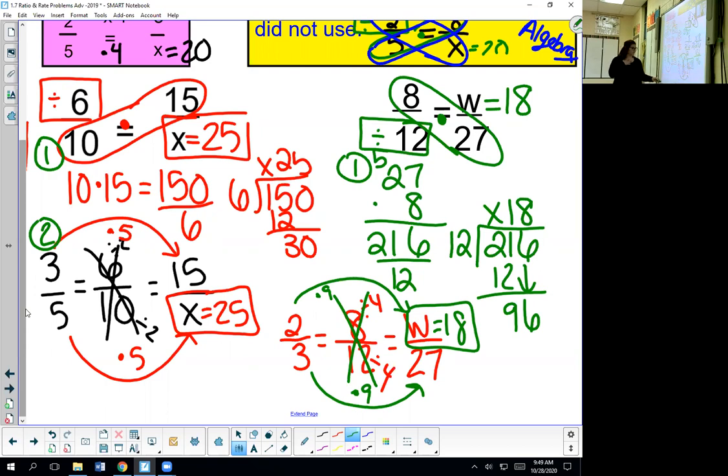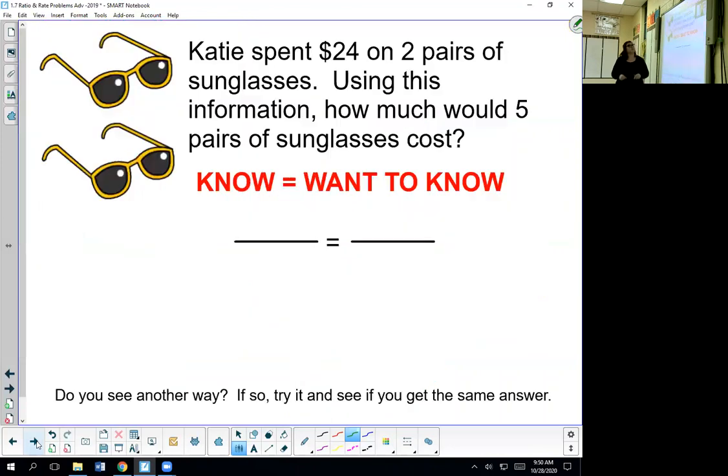Okay? So those are kind of like the basic fundamentals. So what we're doing is we're solving for a variable. This right here, we call a variable. Basically, it's a letter that represents a number. We just have to figure out what that number is. Okay? So let's look at now a word problem.